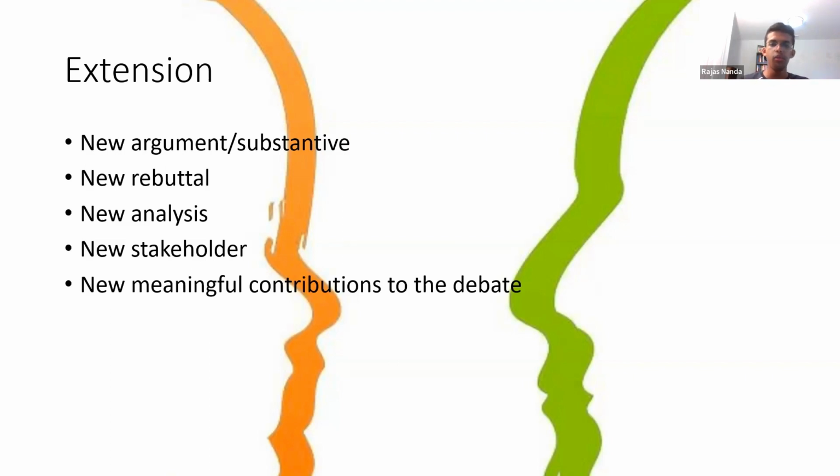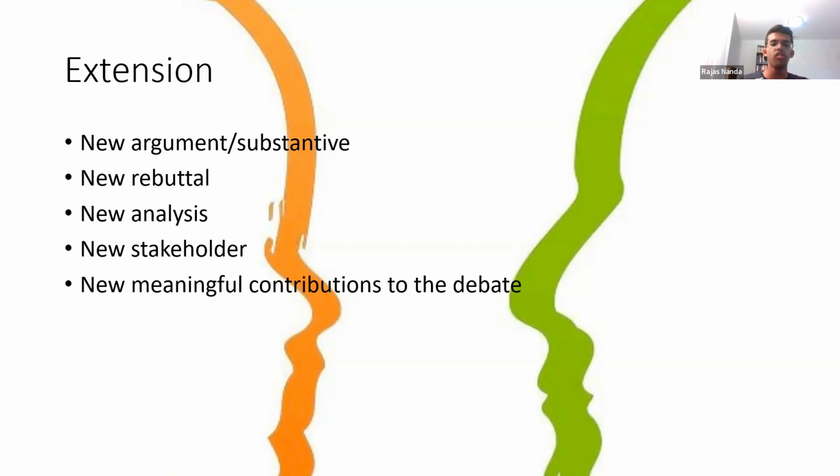And then finally, fourth is you bring out a new stakeholder. What a stakeholder means is basically some group which is affected by the motion. So in some motions, it could be that the opening team has been talking a lot about students and how they are affected. As a closing team, you might bring out a new argument about, sorry, about parents or teachers, things along those lines, which maybe are completely new perspectives that no one else has talked about.